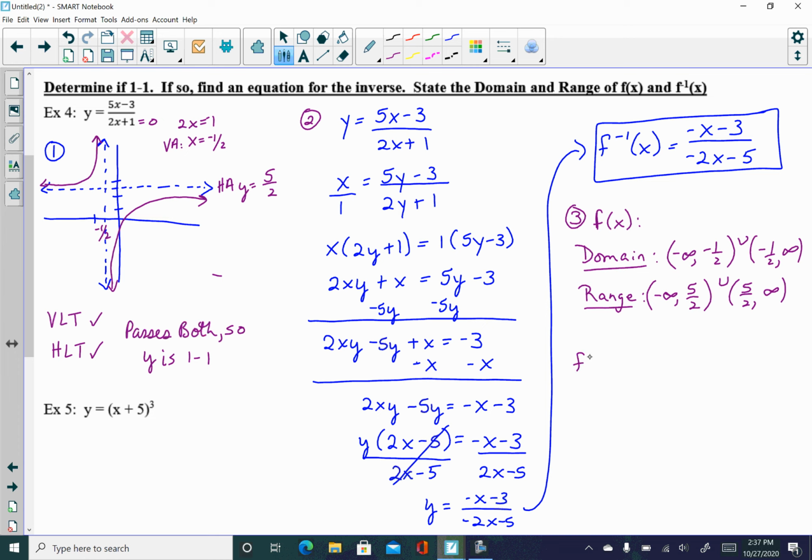Now, if we look at f inverse of x, then think about its domain and range. For the domain here, remember we find the domain by setting our denominator equal to 0. So if you set negative 2x minus 5 equal to 0 and solve for x, you're going to add that 5 over and you get negative 2x equals 5. And then sure enough, you're going to divide by negative 2.